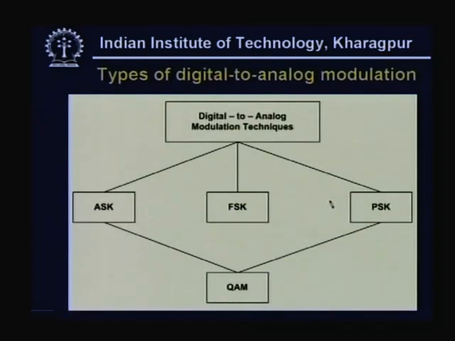And there are three distinct types of digital to analog modulation technique. One is known as amplitude shift keying, then frequency shift keying and phase shift keying. And as we shall see, amplitude shift keying and phase shift keying can be combined to have another type of modulation technique, which is known as quadrature amplitude modulation, QAM. So we shall discuss all these four types of modulations, ASK, FSK, PSK and QAM in this lecture.